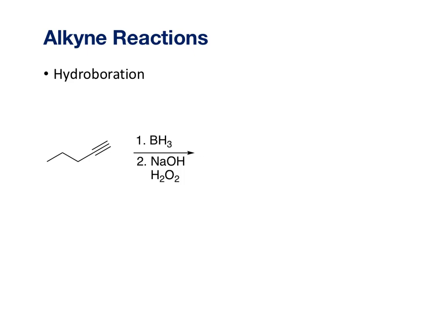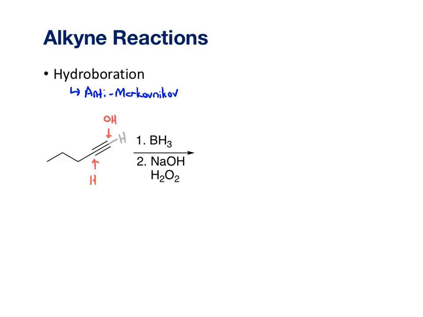The counterpart to the hydration is the hydroboration, which the main key point to this is it's anti-Markovnikov. So again, we have a terminal alkyne, so we do get selectivity here. But because it's anti-Markovnikov, the hydrogen goes to the more substituted carbon, the OH to the less substituted carbon.